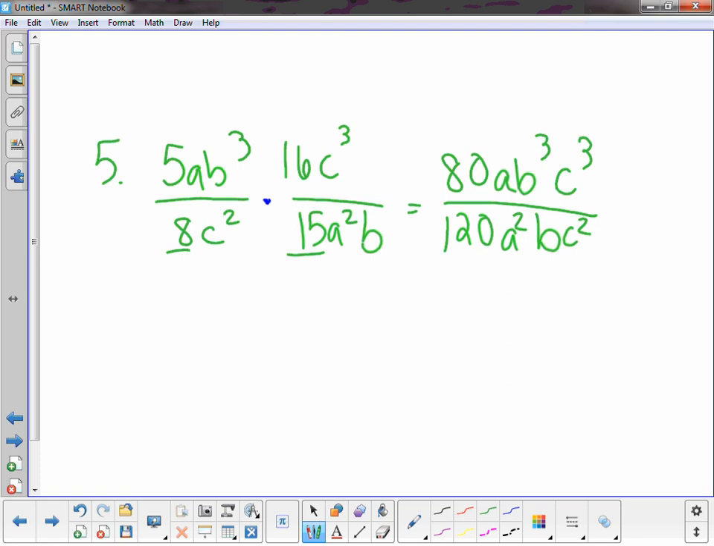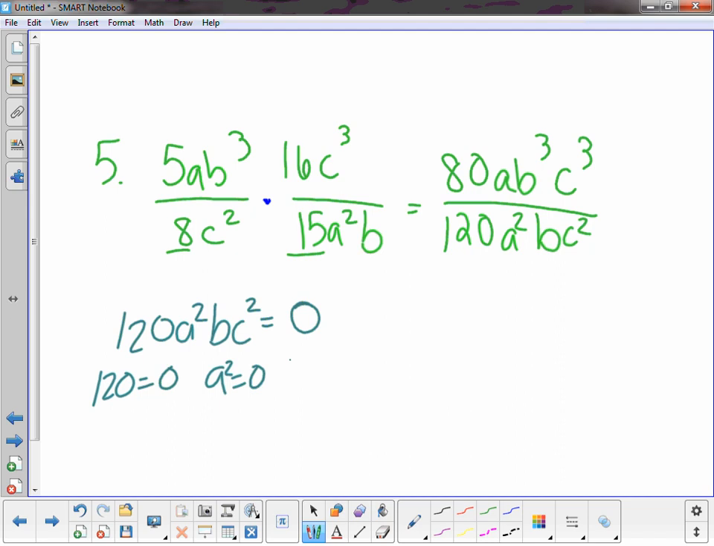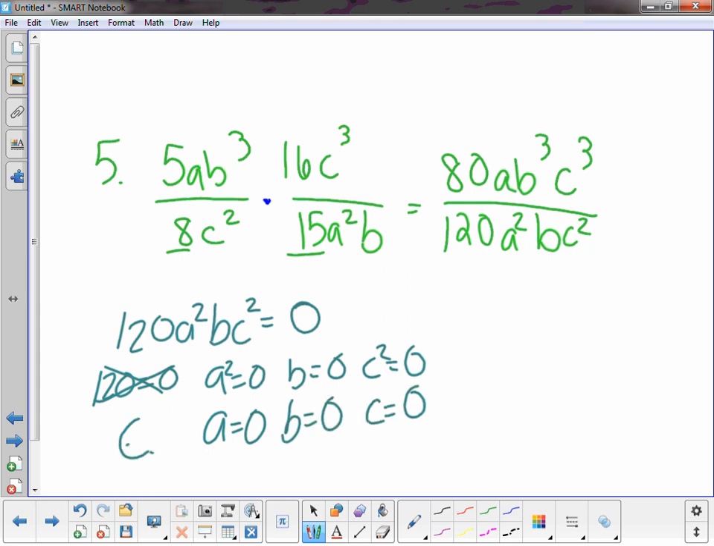So I like to write it out in alphabetical order so I can compare the letters nice and neatly. Okay, so what I end up noticing is that both 80 and 120 are going to be divisible by 40. But before I do that, I want to get my excluded value. So I'm going to take 120 a squared b c squared and set that equal to 0. So I'm just going to set each part equal to 0. Well, this is never going to happen. This means A is equal to 0, this means B is equal to 0, and this means C is equal to 0. So my excluded values are that none of those can be equal to 0.